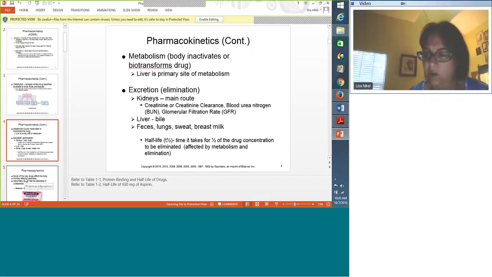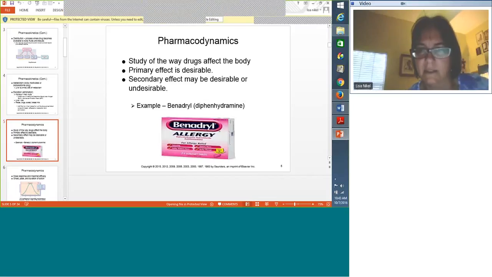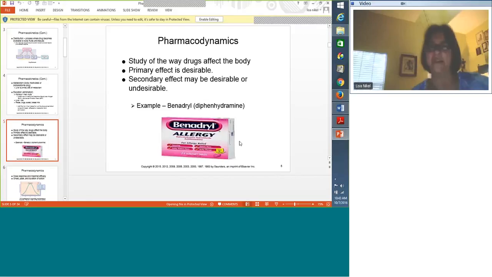The next word I want to expose you to is pharmacodynamics. Pharmacodynamics is the name given to the specific study of the way drugs affect the body. I put Benadryl up here because, again, I try to pick drugs that you're not afraid of. You probably have some in your bathroom or your kitchen cupboard, wherever you keep your meds. You've probably taken some. You've probably given some to someone at some point in your life.